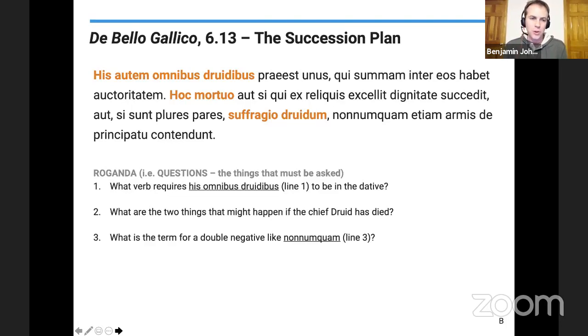So the questions here: what verb requires his omnibus druidibus to be in the dative case? So we're telling you that it's in the dative. What are the two things that might happen if the chief druid has died? And then what is the term for a double negative, like non nunquam? So we'll give you about 15 seconds of awkward silence so you can think about those things.